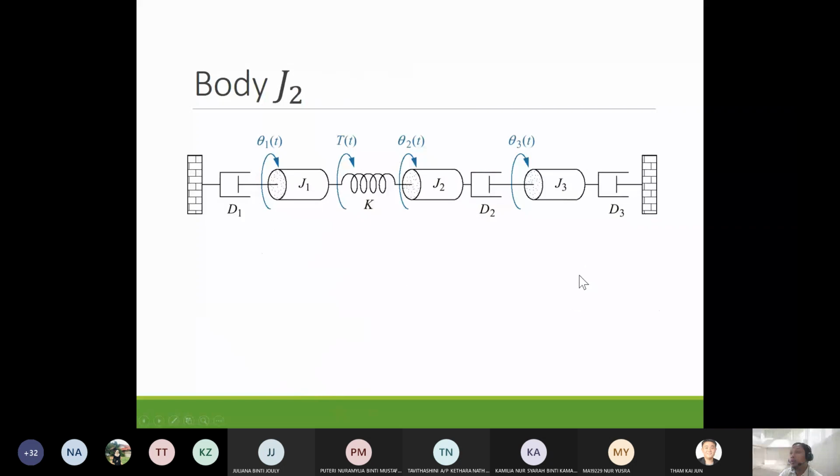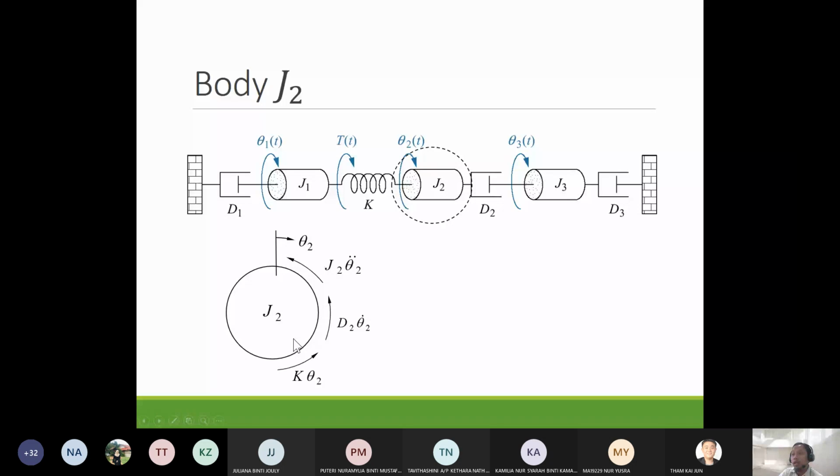Now we look at J2, the shaft J2. For J2 we have the inertia J2 theta 2 double dot. Then we have a spring K and damper D2 connected with J2. So we have two torques in the counterclockwise direction. Then we have the damper D2 connected with J3, so we have the torque contribution from J3. And then we have the spring connected with J1, so we have the torque contribution from theta 1. Then we can write the equation of motion.